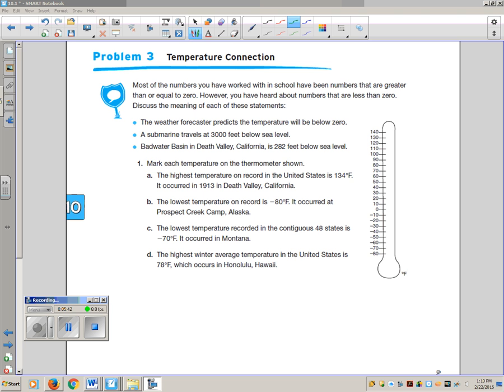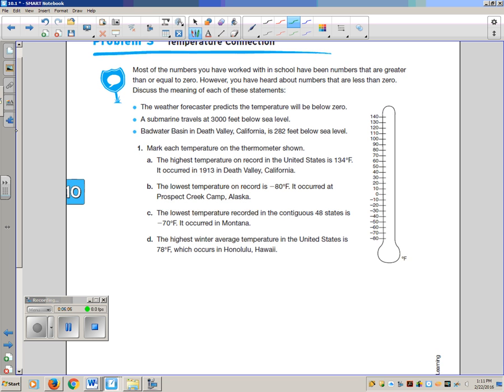Most of the numbers you have worked with in school have been numbers that are greater than or equal to 0. However, you have heard about numbers that are less than 0. The weather forecaster predicts the temperature will be below 0. A submarine travels at 3,000 feet below sea level. Badwater Basin in Death Valley, California is 282 feet below sea level.